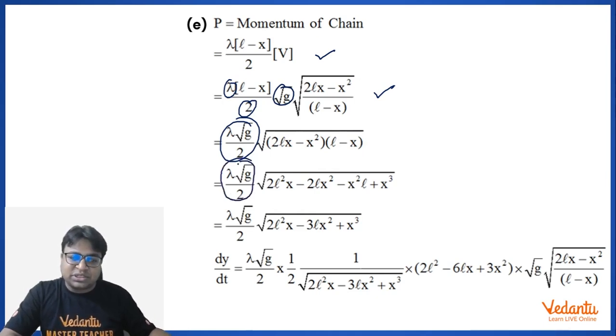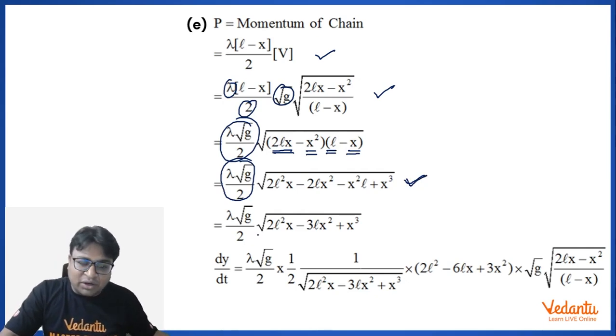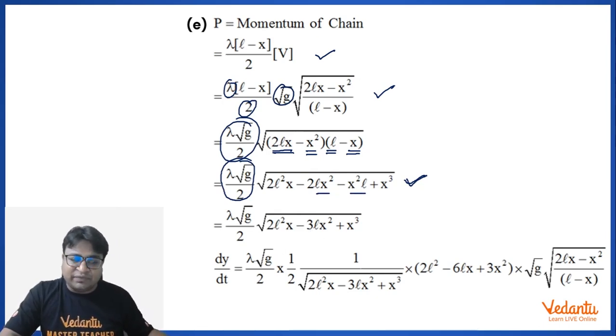Next, we keep this term as it is, and we expand this part. So we are going to get 2l square x, the multiplication of these two, then minus 2lx square, that is the product of this and this, then minus x square l, the product of this, and finally plus x cube, the product of these three. So this is what we are going to get, and now we can combine these two to write minus 3lx square, and now we are in the differentiation step.